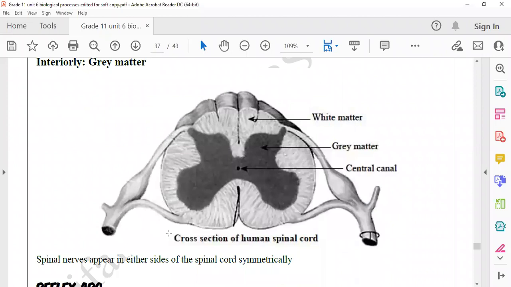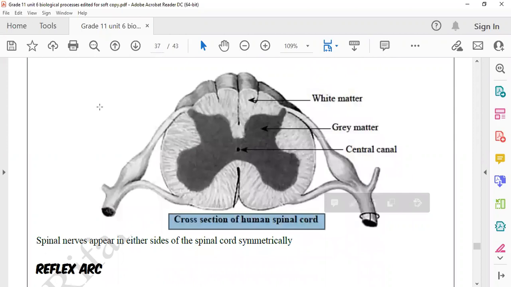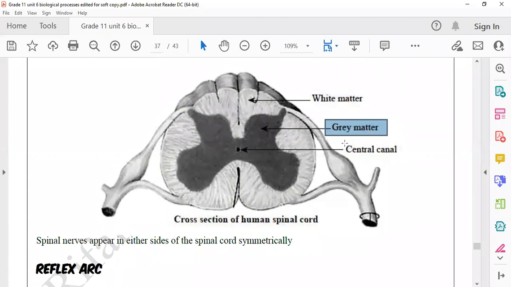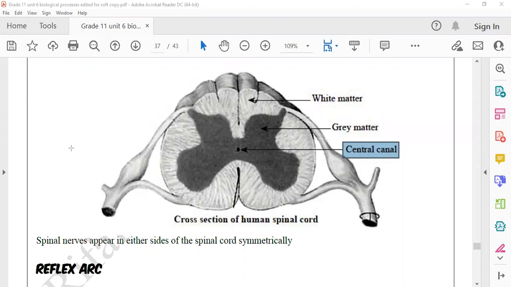This is the cross section. If you cut it inside, how does it look? In it, what is the material located outside? White matter. What is the material located inside? Gray matter. In the center of the gray matter, there is a canal. And that canal is called? Central canal.